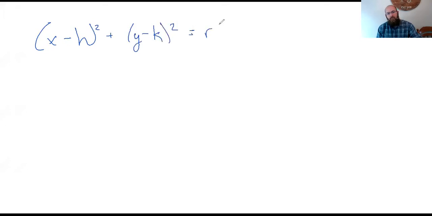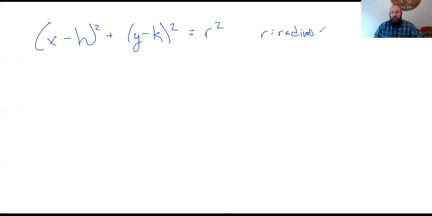All right, so here we are. Let us first talk about the general formula, the standard form for a circle. So we have (x - h)^2 + (y - k)^2 = r^2. So r is my radius.